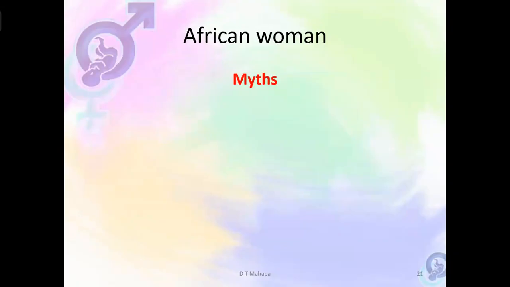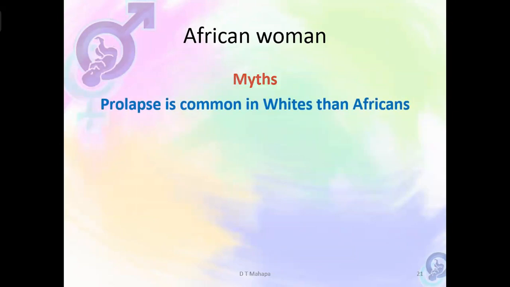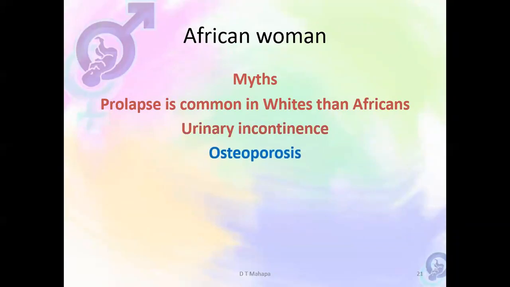There are a lot of myths going around which are not substantiated. More studies are needed to substantiate those myths. Like the idea that prolapse is more common in whites than Africans. We need more studies to substantiate that. Like the idea that urinary incontinence is more common in whites than Africans. We need more studies. The studies that are there are not convincing.